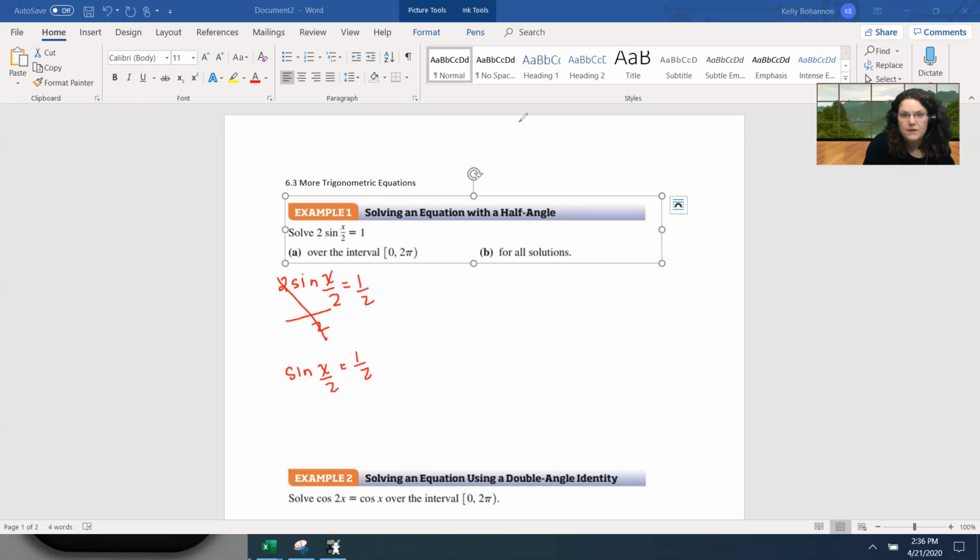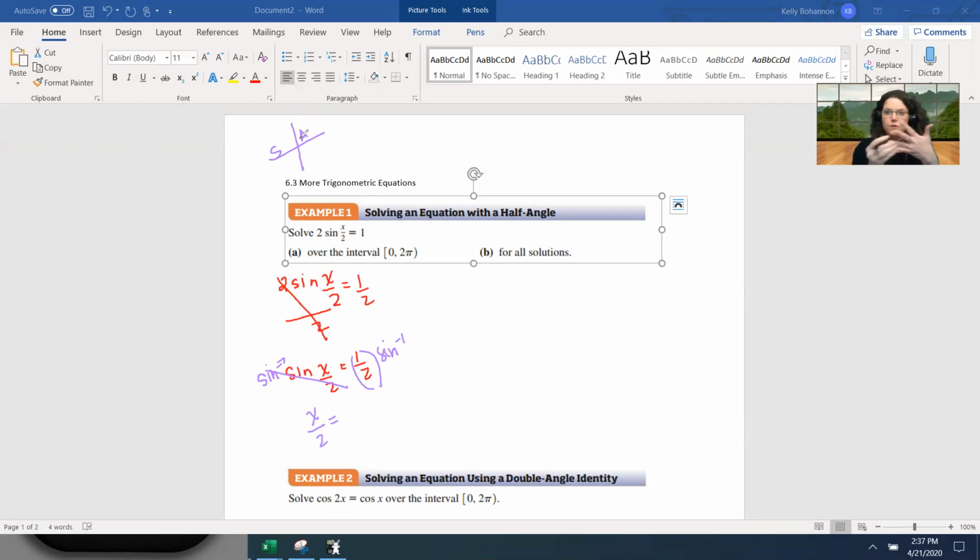Now right here, because I'm using inverse operations, is where I would do my arc sine in order to get rid of this sine. So if I arc sine that side, I have to arc sine this side as well. I'm left with x over 2 equals, now I have to ask myself, where is sine positive 1/2? So all students, it's going to be in quadrant 1 and quadrant 2.